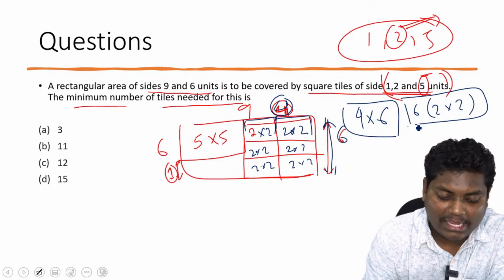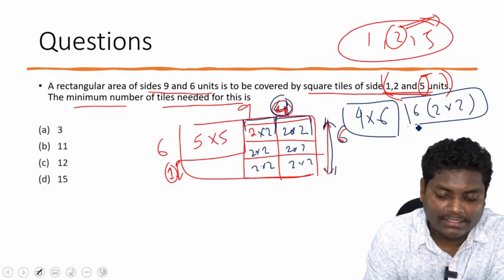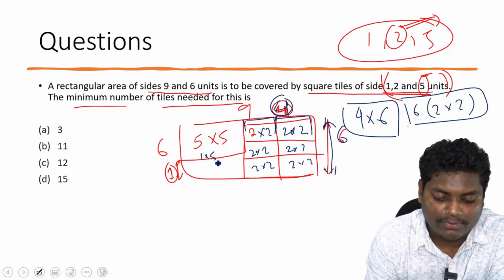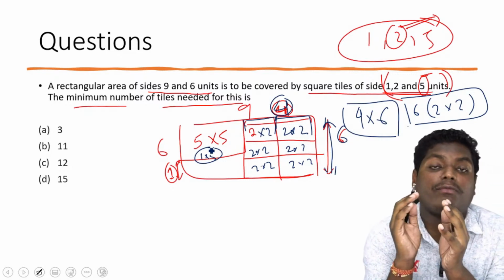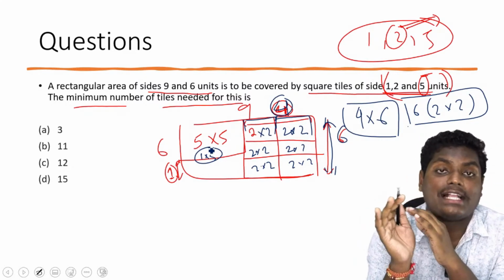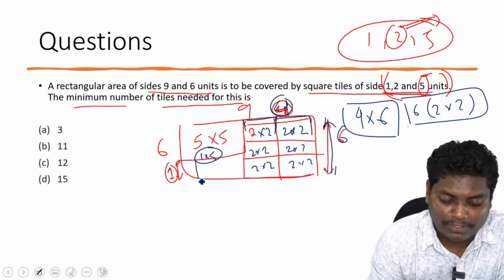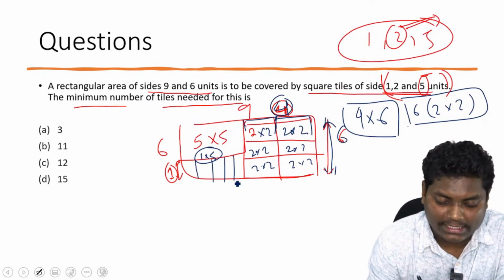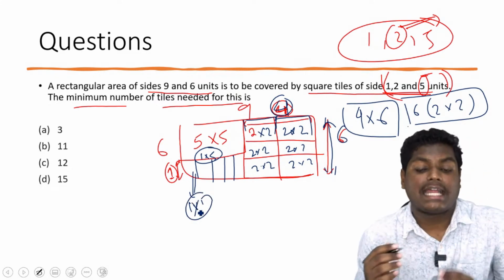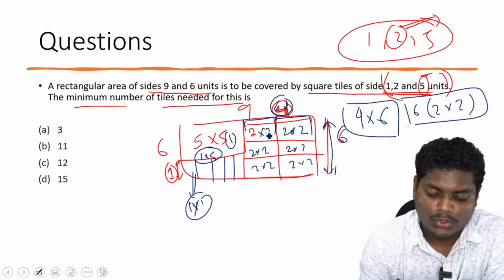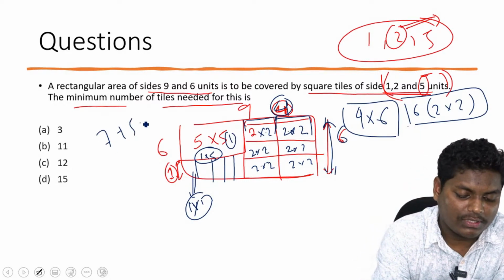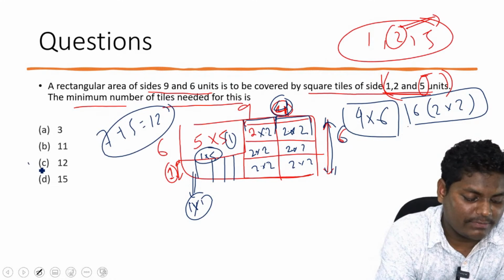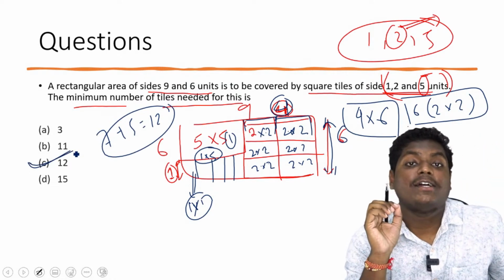Okay, now what is the dimension left for us? Here we have 1 cross 5. So we have a dimension of floor, 1 cross 5, left to fill up with square tiles. How can we fill it up? We can just fill it up with 5 1 cross 1 tiles. So we'll add them up: 1, 2, 3, 4, 5, 6, 7. 7 plus 5 gives us 12. So the correct answer is 12.